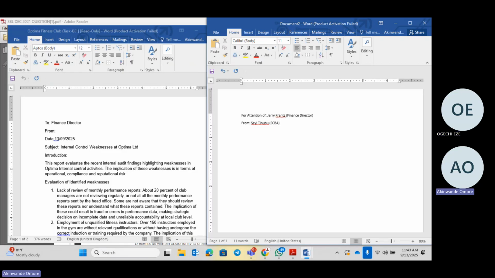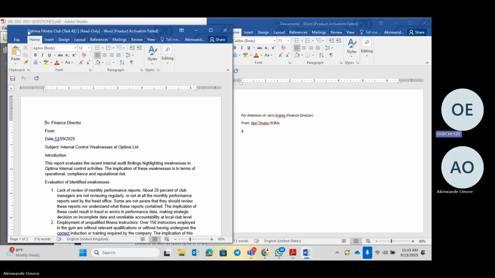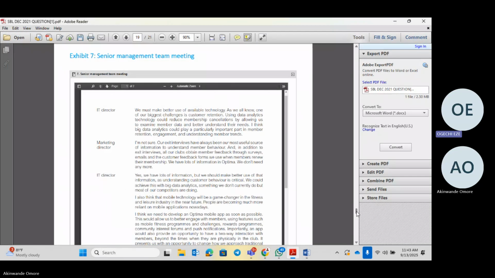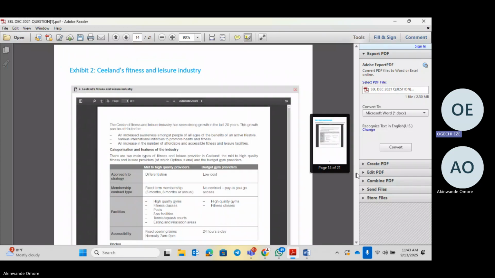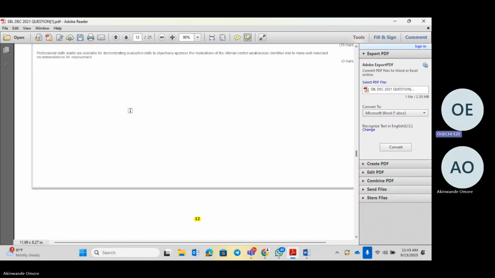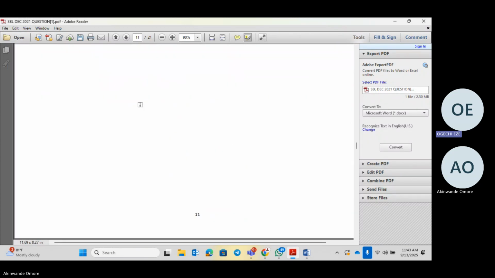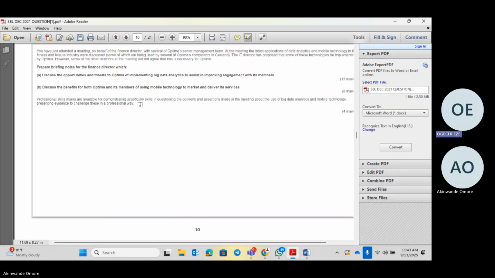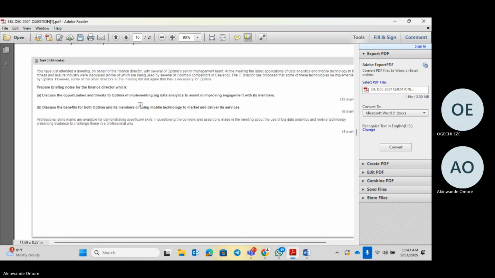The next thing is number 8, since we are answering A first. What's the requirement for A? It said discuss the opportunities and threats to Optima in implementing the big data to assist. Opportunity and threat. Okay, fine, that's what I'm looking for.